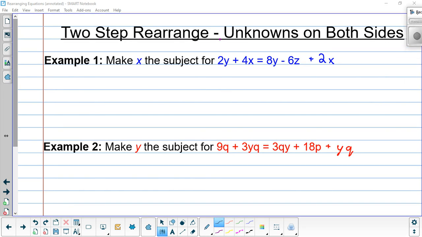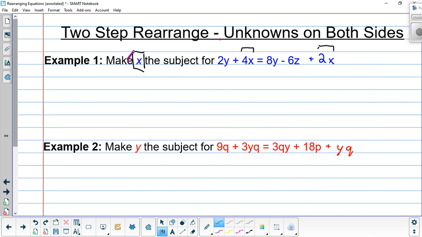Alright, so today we're going to look at two-step rearrangements where we have unknowns on both sides. I say two-step loosely because you could do this in multiple steps, and the first one I will, but then I'll show you how you can kind of expedite the process. So the first one, once again, we're making x the subject, so that means we want to look at where our x's are. Well, we have an x right here and an x right here.